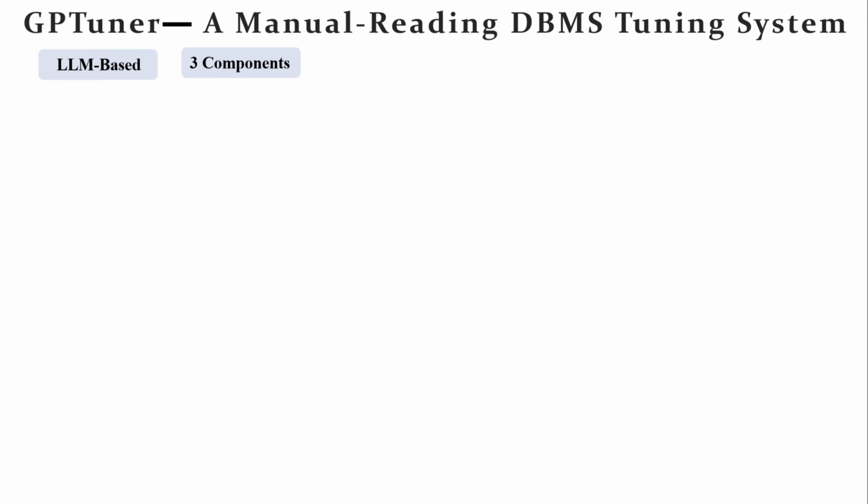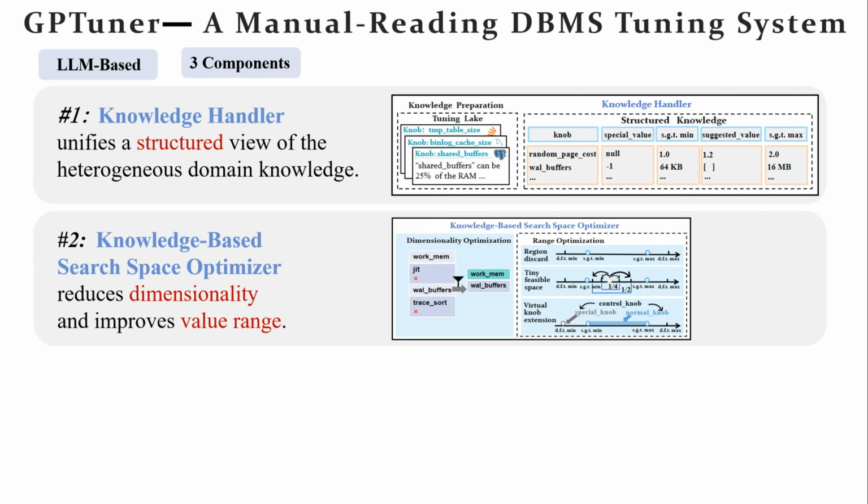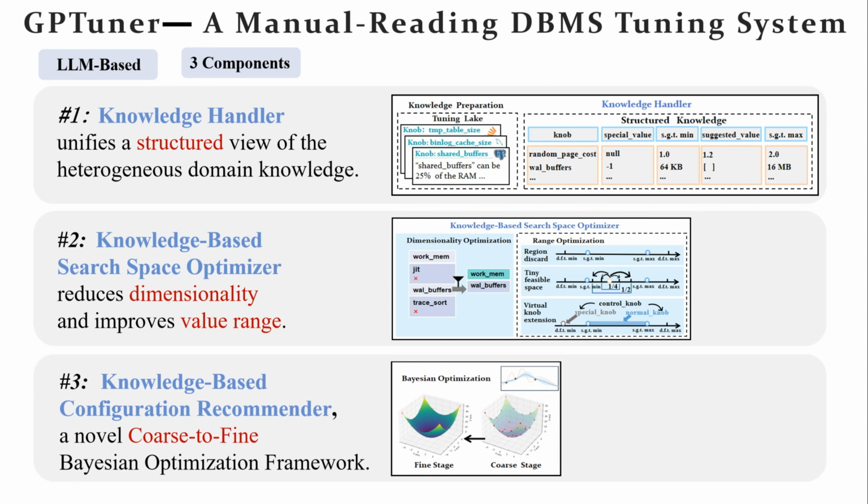It mainly consists of three parts. Knowledge Handler uses an LLM-based pipeline to unify a structured view of the heterogeneous domain knowledge. Knowledge-based search space optimizer selects important knobs and utilizes structured knowledge to reduce the search space. And knowledge-based configuration recommender uses a novel coarse-to-fine Bayesian optimization framework to find optimal configurations.